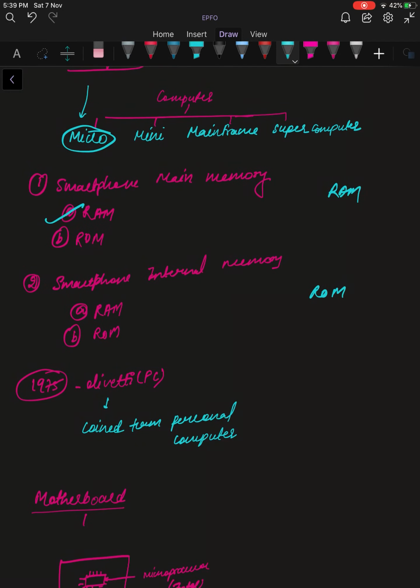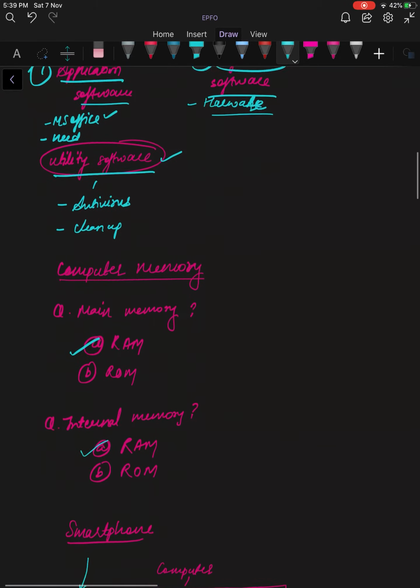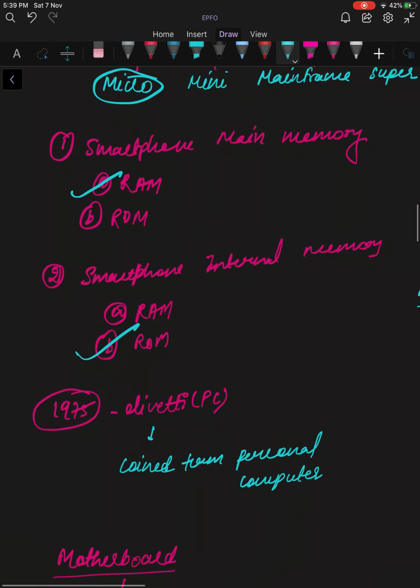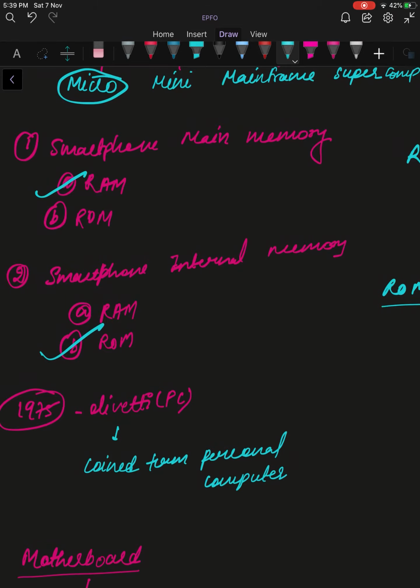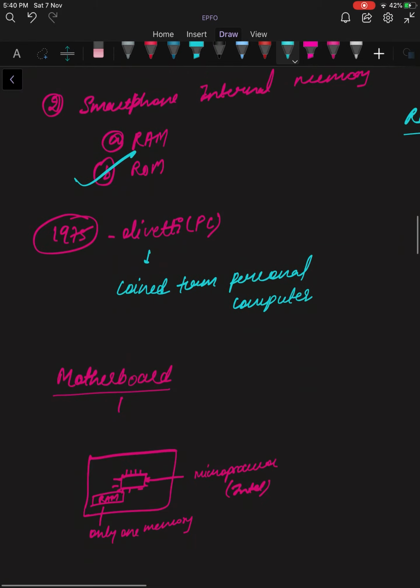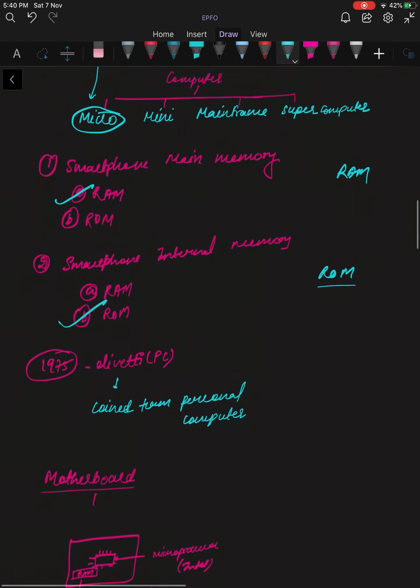And what is the smartphone internal memory? So that answer will be ROM. So in the case of computer memory, the answer to both main memory and internal memory will be RAM. And in the case of a smartphone, the main memory will be RAM and the smartphone internal memory ROM. Suppose we buy a mobile, we see what is the RAM, what is the ROM of the mobile. So in the mobile, the main memory and internal memory are different. So internal memory is ROM and main memory is RAM.